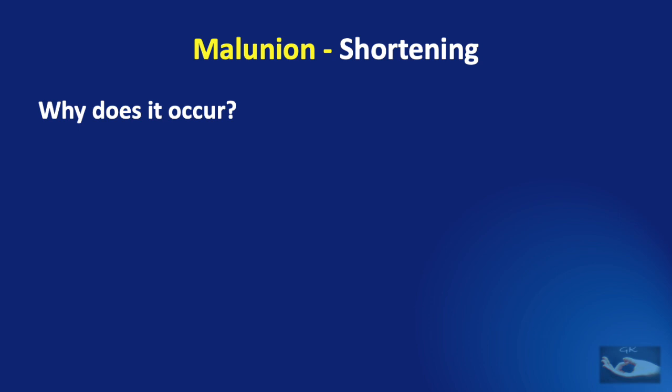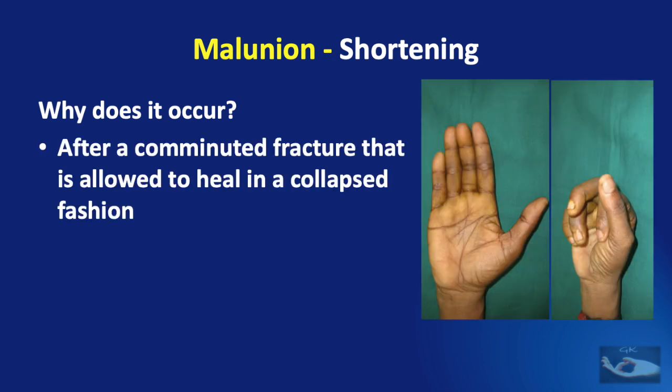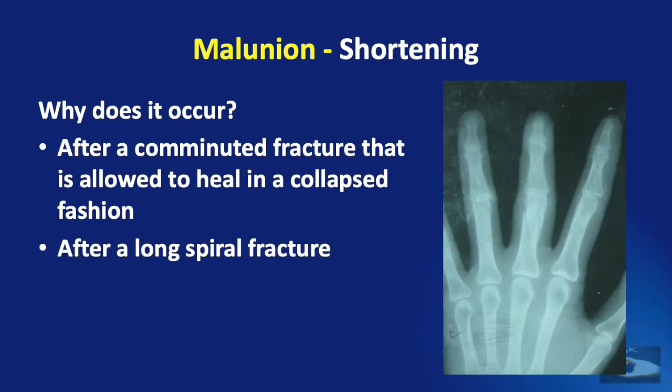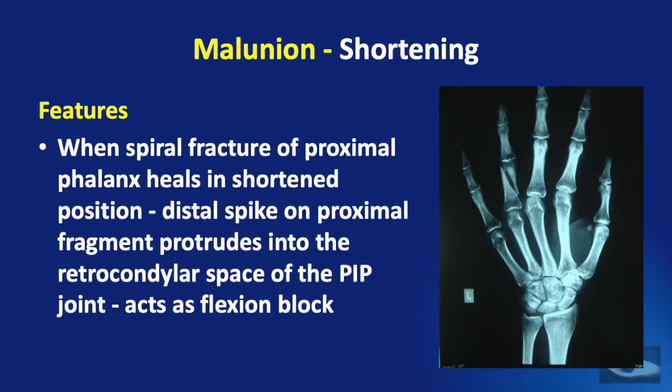This usually occurs after a comminuted fracture that is allowed to heal in a collapsed fashion, as shown in the picture where we can make out an obvious shortening of the middle finger. This shortening can also occur after a long spiral fracture. There is another problem that can occur in a long spiral fracture malunion.